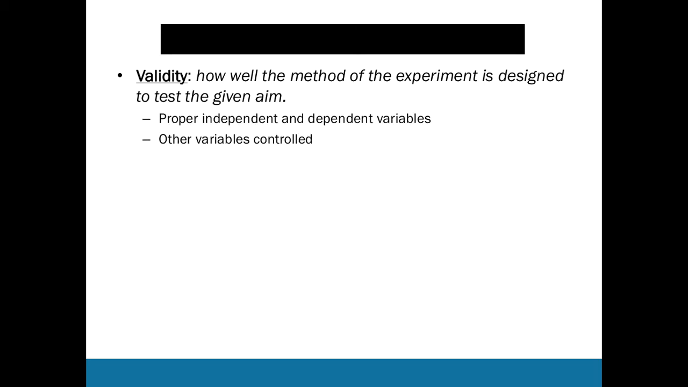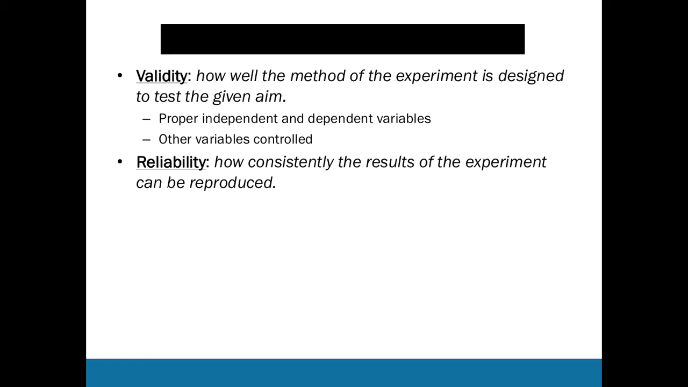Great. So let's just quickly go through the definitions of things you need to know. This is one of those slides that you should probably just screenshot and memorize. So validity is about how well the method of the experiment is designed to test the given aim. So that includes proper variables, and your other variables have to be controlled. Reliability is how consistently the results of the experiment can be reproduced. So if you give your exact experiment to someone in Sweden, will they be able to copy what you've done and get the same result?